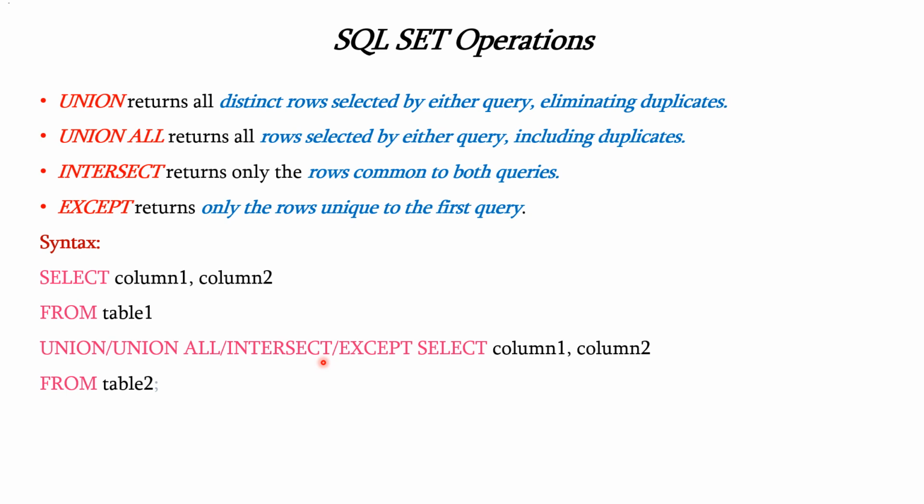So the syntax for set operation is given here. We write select column names from table 1, then use any of these keywords: union, union all, intersect and except, according to the requirement, and write the second query, that is select column names from table 2. Now let us see the examples for each set operation.